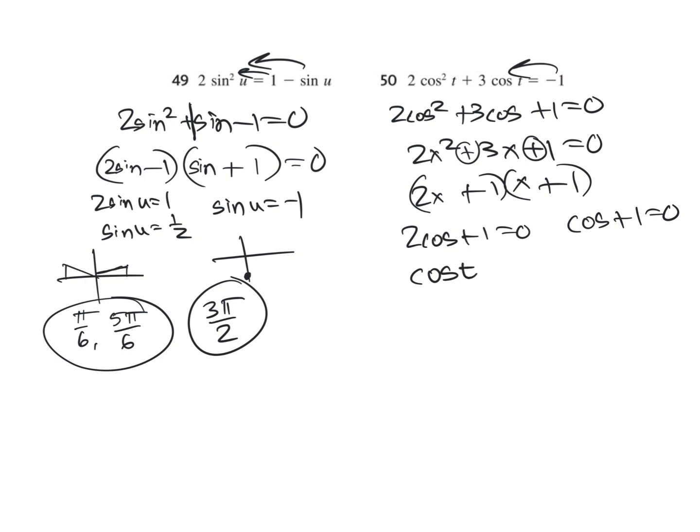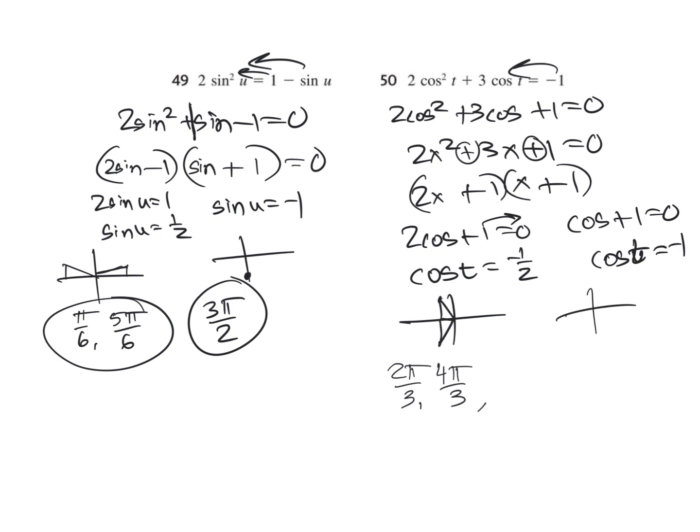So the cosine of t equals negative 1 over 2. So where's x negative 1/2? Here and down there. So that answer is going to be 2 pi over 3 and 4 pi over 3. And then we have the other one, cosine of t equals negative 1. Where's cosine negative 1? Where's the x negative 1? That's what would be at pi. So our only answers for number 50 should be 2 pi over 3, 4 pi over 3, and pi.